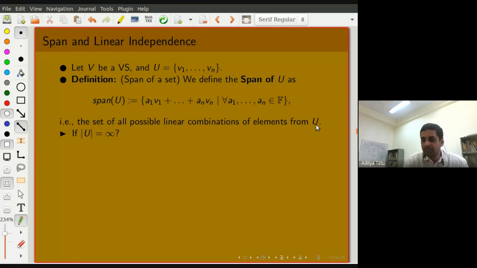A typical example would be, let's say the vector space is R2, and I can take the subset of all points that lie on the x-axis. That, of course, is an infinite set. How do I define the span of a set that contains an infinite number of vectors? Is the question understood?